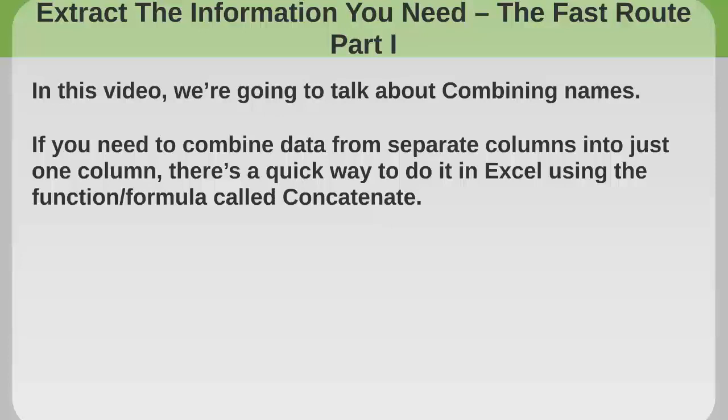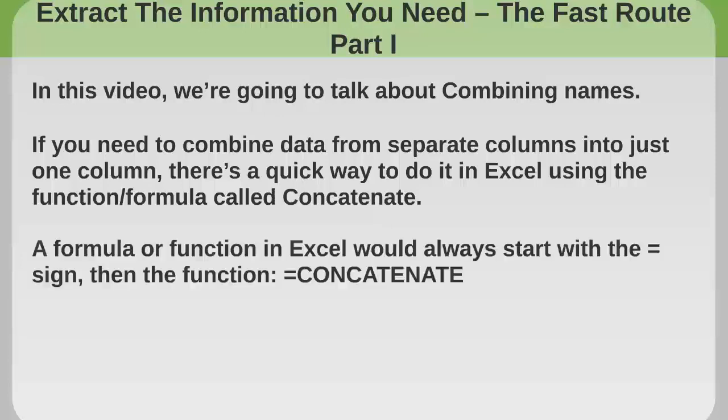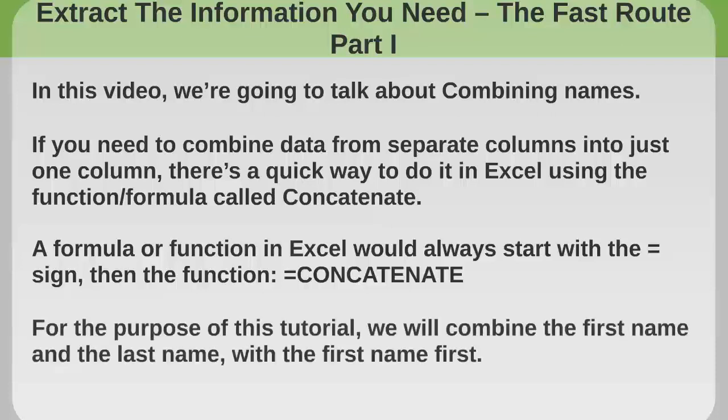So if you want to combine data from two separate columns or many different columns into just one column, the way to do that is by utilizing in Excel a function or formula called Concatenate. So in order to do that, you have to put the equal sign, obviously, to start the formula or function in Excel, and then type in capitalize Concatenate. And I'll show all of this to you in just a second. But for the purpose of this tutorial, we will combine first name and last name with the first name first.